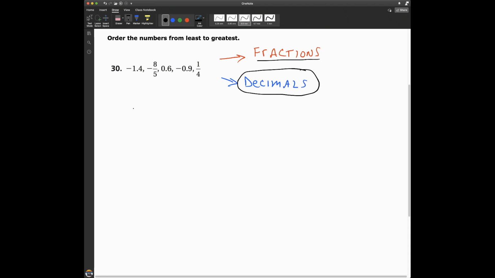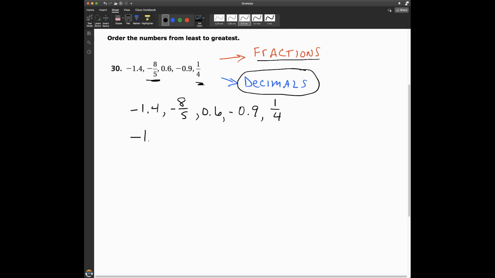All right, so let me write the problem down. Negative 1.4, negative 8/5, 0.6, negative 0.9, and 1/4. All right, so let's change these into decimals. Really, there's only two values I need to change into decimals. Everything else is a decimal.